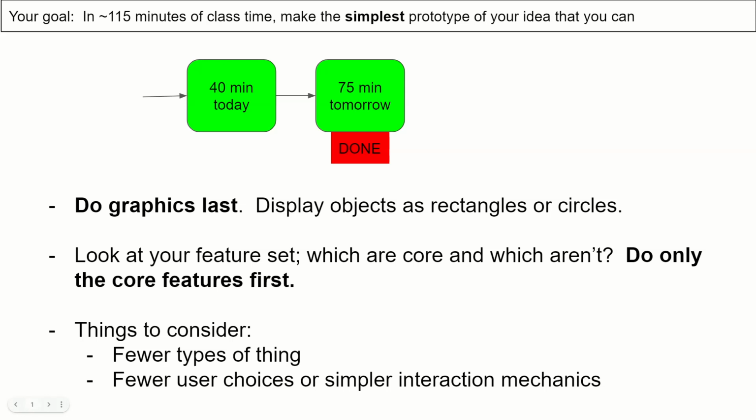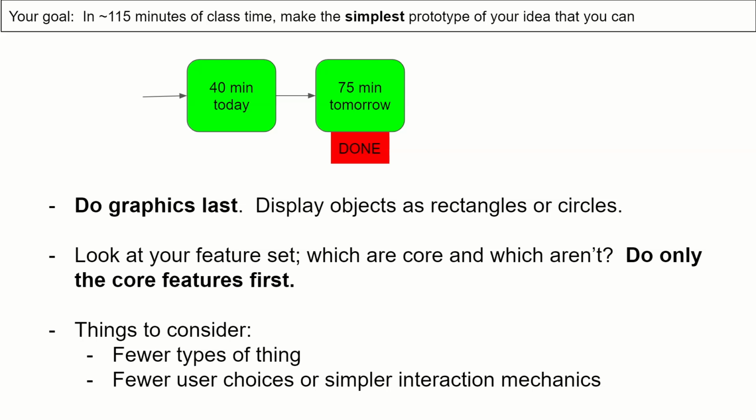So a couple things for this. Do the graphics last, so don't spend time finding images or creating assets. We're just going to display objects as rectangles or circles. Look at your feature set and decide which things are core and which aren't. Something is core if you don't have a game without that. You don't have a game without that thing.